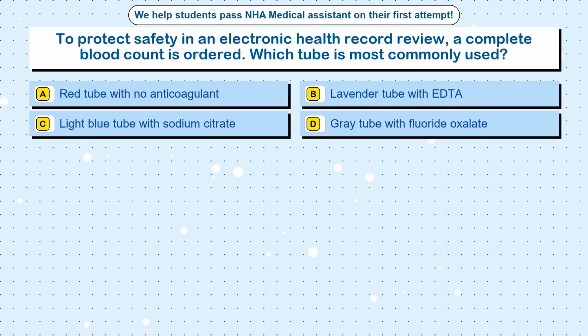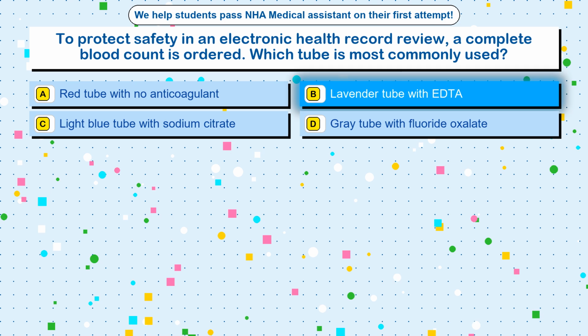Question 8. To protect safety in an electronic health record review, a complete blood count is ordered. Which tube is most commonly used? Option A, red tube with no anticoagulant. Option B, lavender tube with EDTA. Option C, light blue tube with sodium citrate. Option D, gray tube with fluoride oxalate. The correct answer is option B, lavender tube with EDTA.